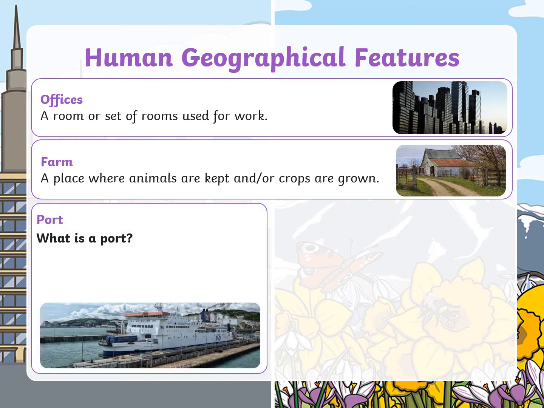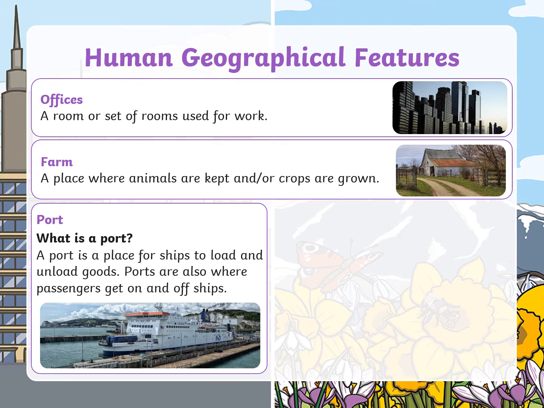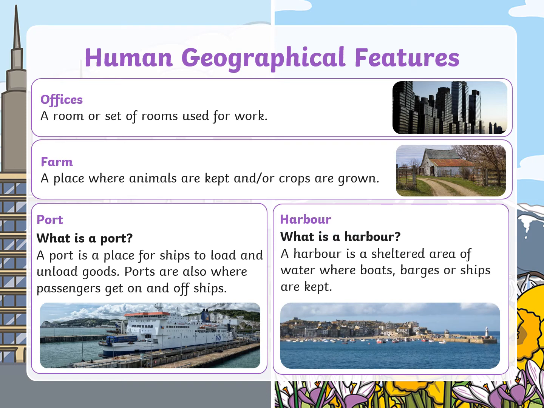A port. A port is a place for ships to load and unload their goods, and also where passengers get on and off ships. So you might have a port so that you can get deliveries in, or so that people can leave your island and come back again to visit. A harbour is slightly different in that it is a sheltered area of water where boats, barges and ships are kept. So this is where we would keep our boats safe. So again, you might want to consider having a harbour as one of your human features.